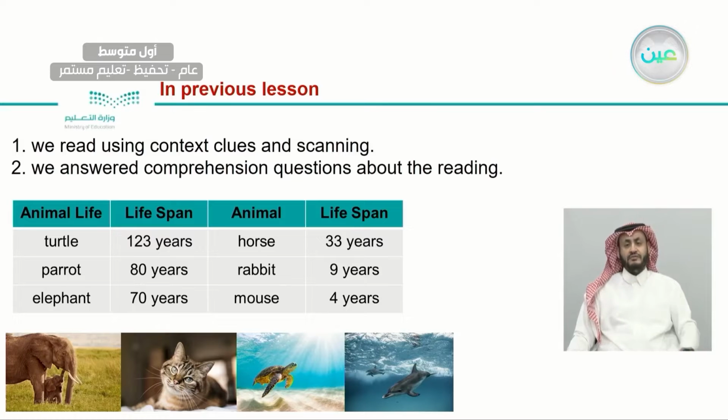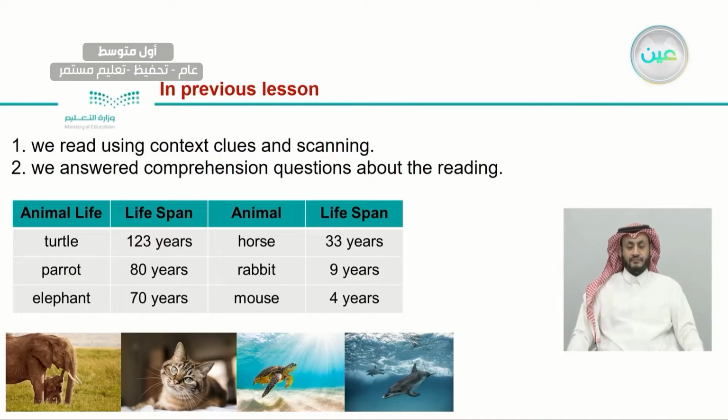As I told you, in each unit, we're going to cover the core skills in English: listening, reading, writing, okay, and speaking too. So in reading, we learn the animal life and their lifespan. Turtle lives for 123 years. And we said lifespan means the maximum years that they can live. Okay? For parrots, they live 80 years. That's a big number, isn't it?